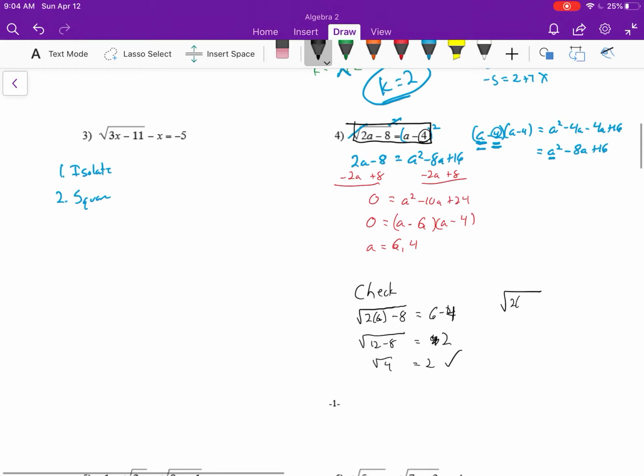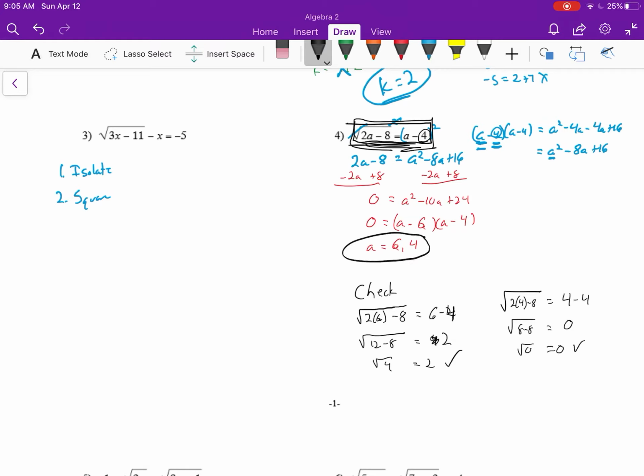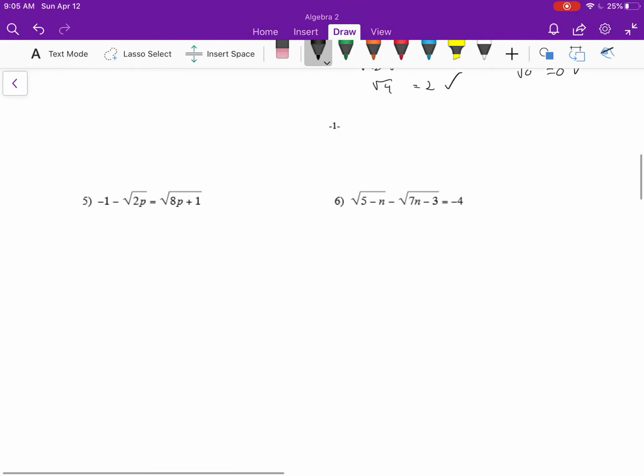Now let's check 4. The square root of 2 times 4 minus 8 equals 4 minus 4. Again, we were just putting it back into this equation here. This is the square root of 8 minus 8 equals 0. Well, yes, the square root of 0 does equal 0. They both worked, so our solutions are 6 and 4.